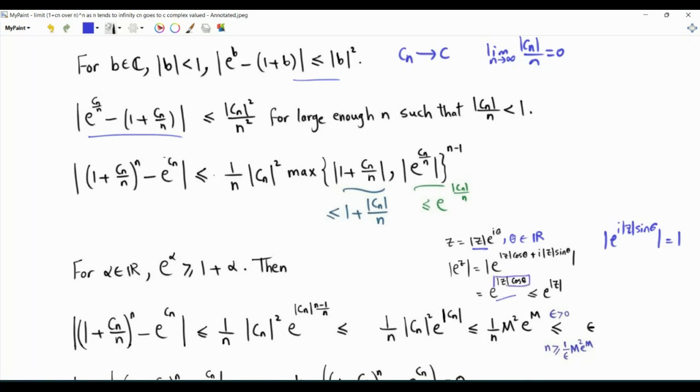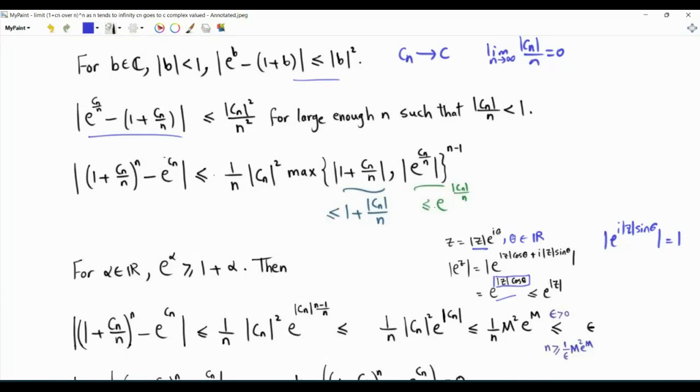And what do we have here? The magnitude of z cosine theta. Well, cosine theta is less than or equal to 1, and so this is upper bounded by e to the magnitude of z. So the magnitude of e to the z for any complex number z is less than or equal to e to the power of the magnitude of z.